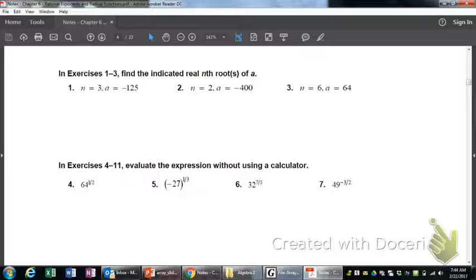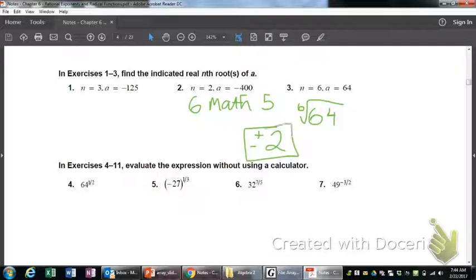For number 3, you have a is 64, when you have n is 6. So what this one looks like is whenever you type it into the calculator, you're going to do 6 math 5. That's how you type it into the calculator, and when you do, you get 2. Anytime you do an even root, you need to go ahead and put a plus or minus. Anytime there's an even root, you need a plus or minus. Take a few seconds to copy that before I keep moving on to 4 through 7.